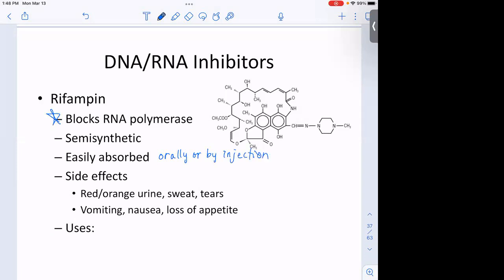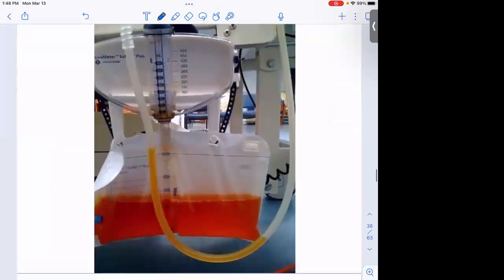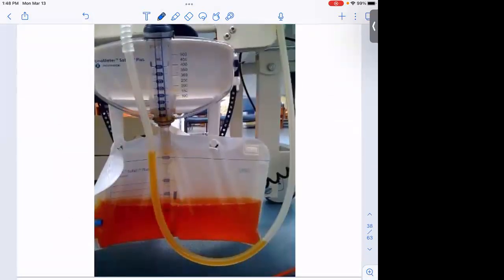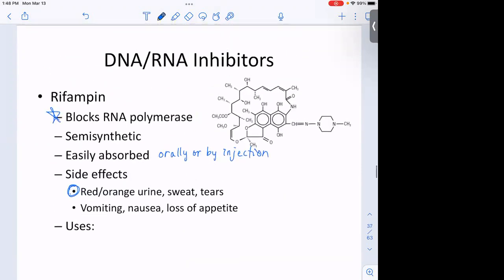It does have the disconcerting side effect of turning bodily fluids kind of a reddish orange color. Why does it do that? Because the drug is that color. You see it in pills, it's like this dark orange color. So I didn't post this, but here's a picture of a patient's catheter bag. Okay, so again, kind of disconcerting, that color, but apparently it's not anything dangerous or harmful.